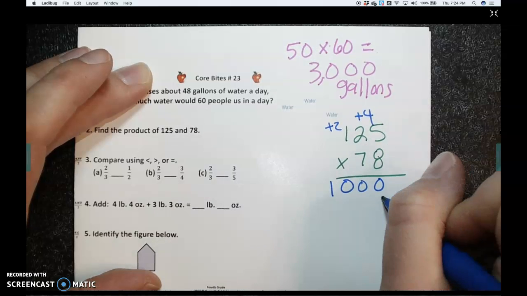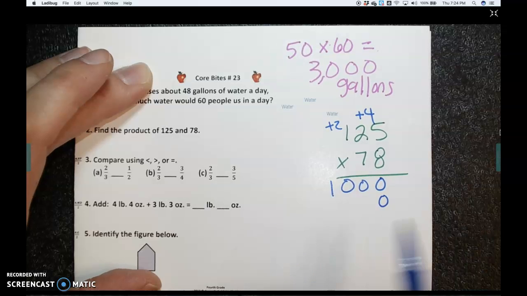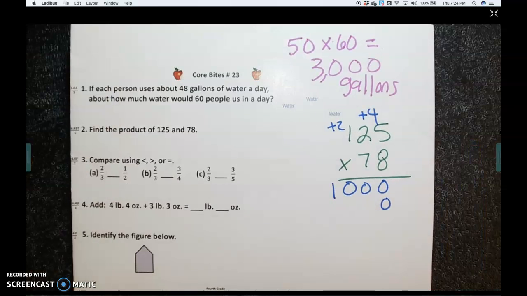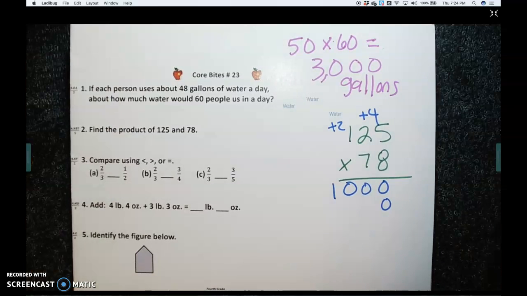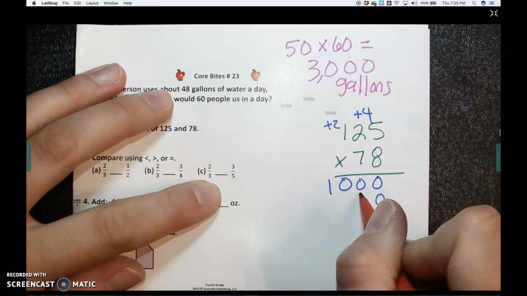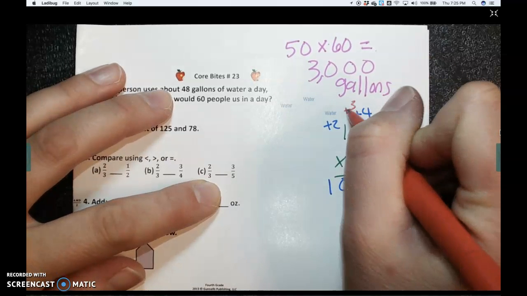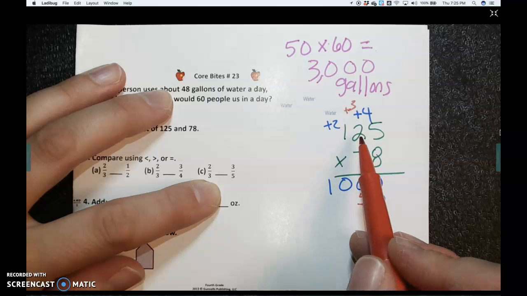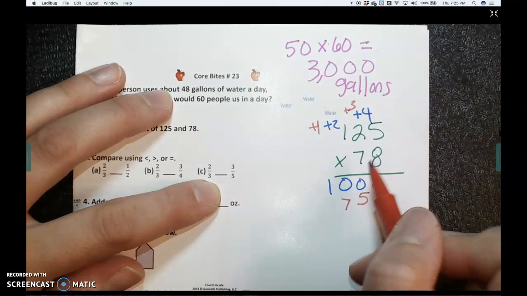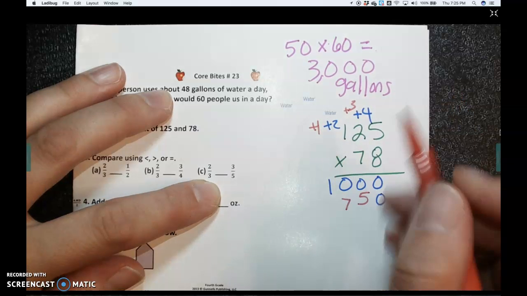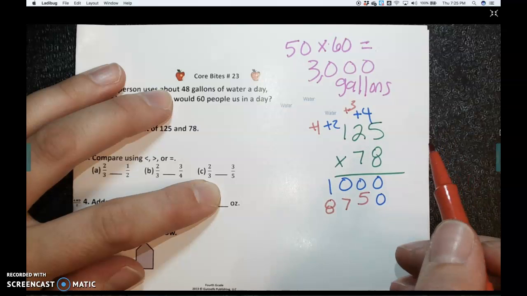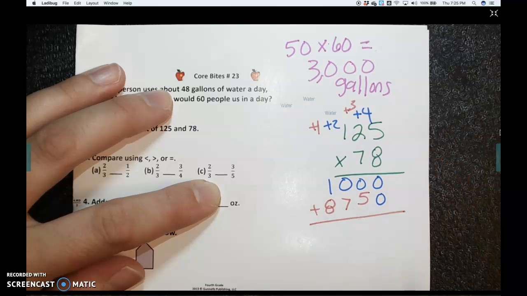Then we're going to have to bring a 0 down because we're going to have to move over and do the tens place here. That's the ones, the tens. So let me change colors again. So now let's do 7 times 5. That would give you 35. 7 times 2 is 14, 15, 16, 17. 7 times 1 is 7, plus 1 would give you 8. So that would be 8,750. So then we're going to add that together.